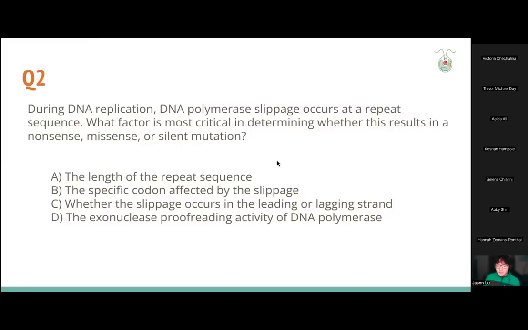Whether the slippage occurs in the leading or lagging strand, which is part of that replication bubble that Selena was talking about, that's also not going to be something that would cause a missense or nonsense or silent mutation because that's again going to change the length of the repeat sequence. And then the exonuclease proofreading activity of the DNA polymerase isn't going to cause any mutations at all because that's again fixing the mutations. Okay, thank you.